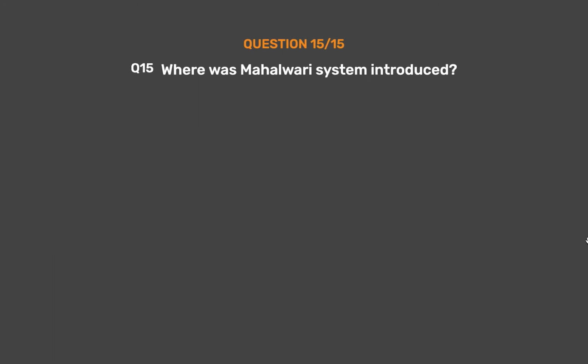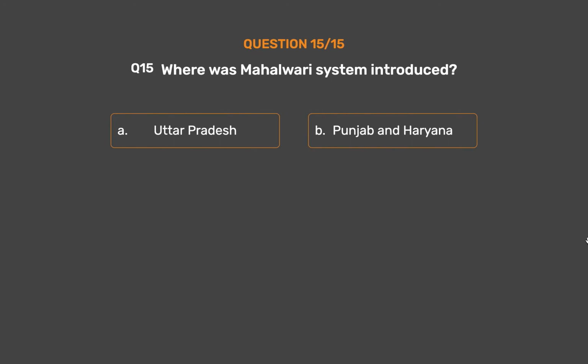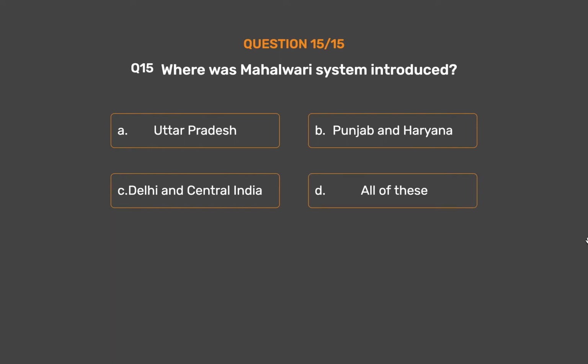Question number 15. Where was Mahalwadi system introduced? Option A, Uttar Pradesh. Option B, Punjab and Haryana. Option C, Delhi and Central India. Option D, all of these.